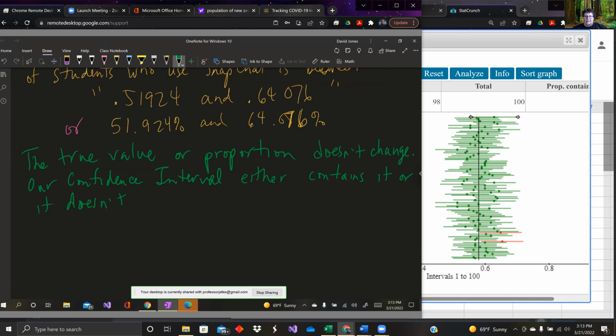There's no "we contain 95% of it." So a 95% confidence interval is not saying we contain 95% of the answer. We either contain the answer or we don't contain the answer. The 95% is just how confident we are, and we're using that bell curve to come up with it.